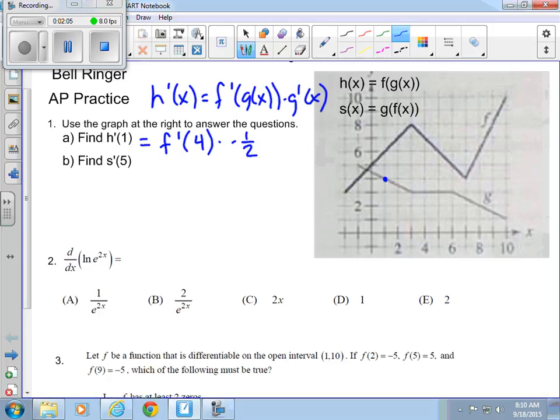And then f prime of 4. Can I find f prime of 4? It's the slope, negative 1. So it's negative 1 times positive 1/2. Negative 1 times negative 4 is positive. To find the derivative from a graph of f or g, you find the slope. So if it was at 3, then it would be undefined or whatever. That's right.